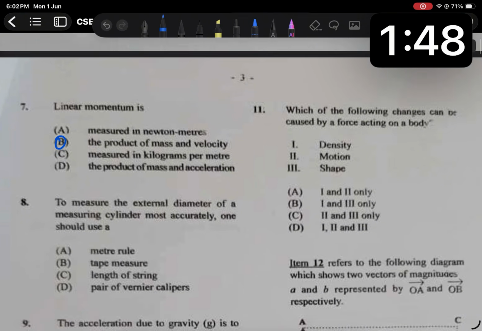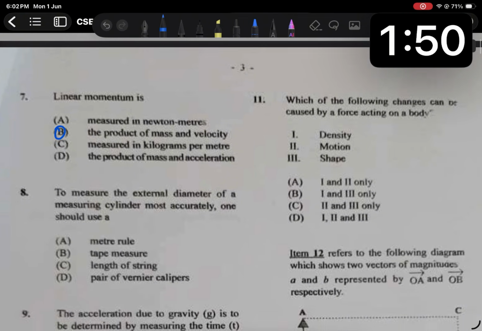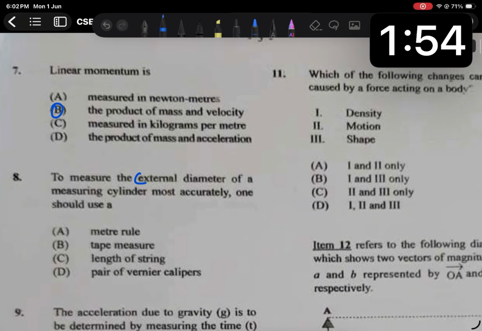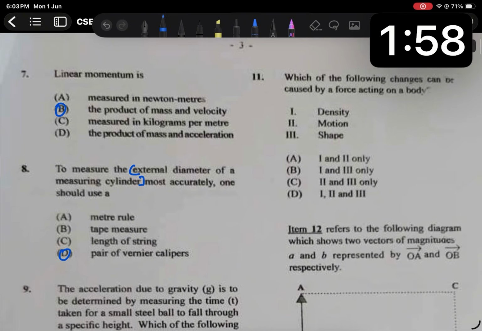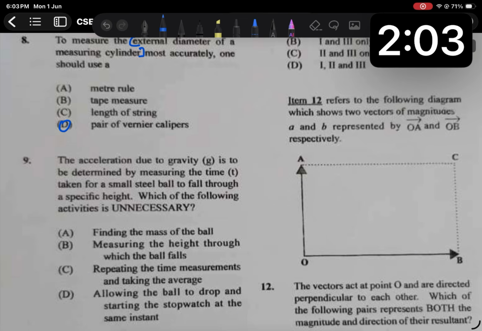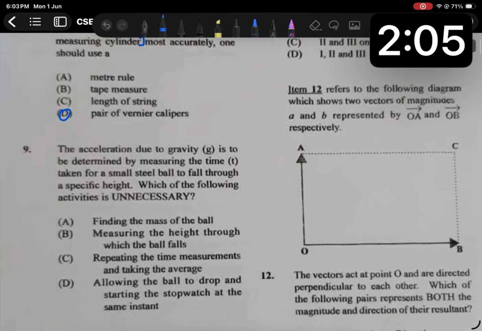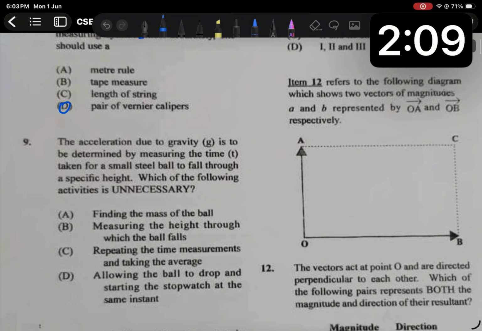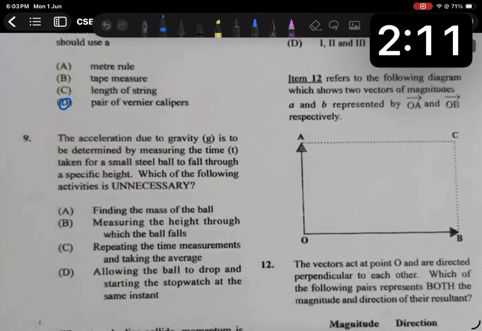To measure the external diameter of a measuring cylinder, the most accurate one should use a. So if we're measuring the external diameter of a measuring cylinder, we would use a pair of vernier calipers. The acceleration due to gravity is to be determined by measuring the time taken for a small steel ball to fall through a specific height. Which of the following activities is unnecessary? That would be finding the mass of the ball.